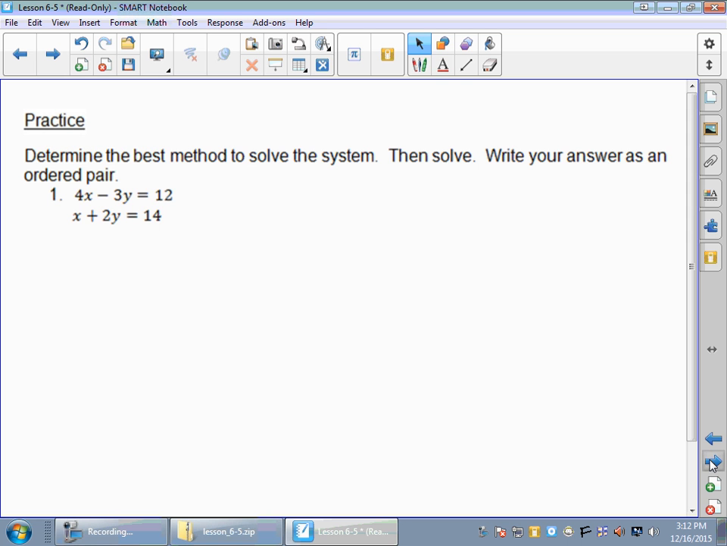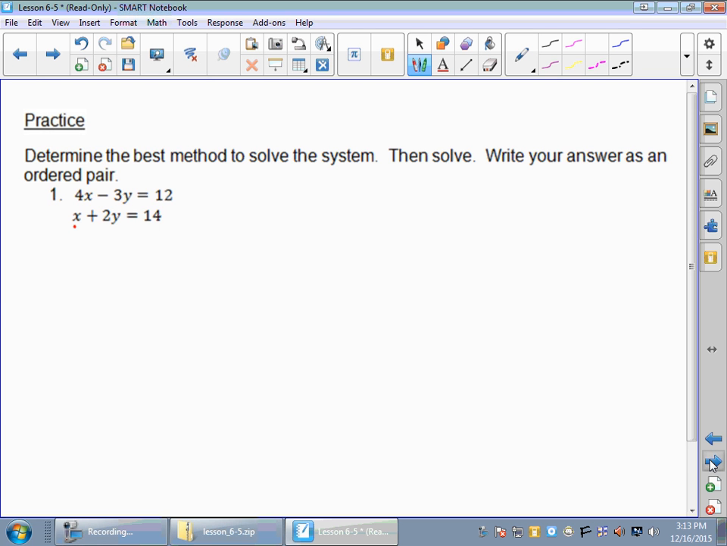So let's go ahead and go through this one. This one doesn't have a story, but let's talk about the best method. So I look at that, and I'm going to go through my methods. Graphing would be awful. We'd have to solve for y. They're not in slope-intercept form. I am not graphing. Substitution isn't that bad. If you notice, this x right here in the second equation is all by itself, or it has a coefficient of 1. So to isolate it, to get it by itself, we just simply have to subtract a 2y from both sides.